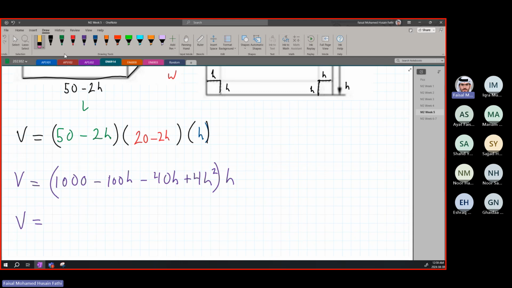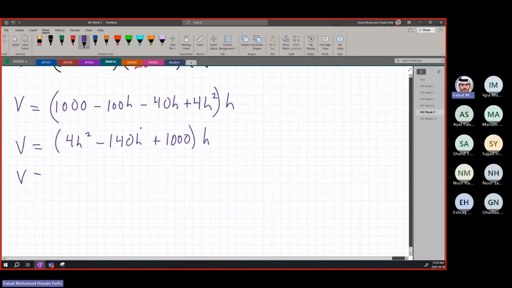Before even distributing the h, let's simplify what's inside the brackets. So we have 4h squared minus 100h minus 40h, which is minus 140h plus 1000 times h. So V is equal to 4h cubed minus 140h plus 1000.